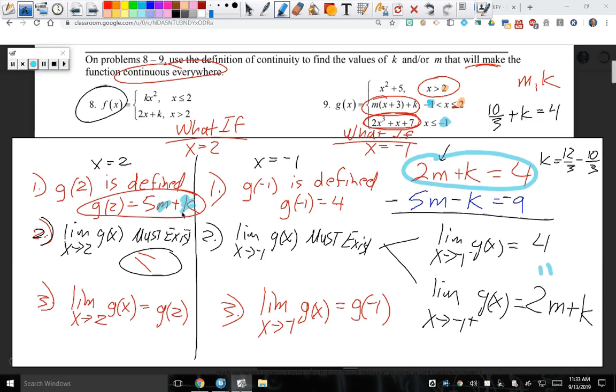Questions on this? Please study this. The intermediate value theorem is a little bit more, and I will record those in 4th period.